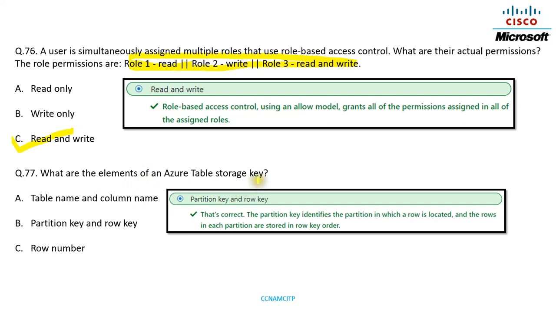Let's see. What are the elements of an Azure Table storage key? So you can see the answer itself here. Okay, partition key and row key. So it is already revealed here.